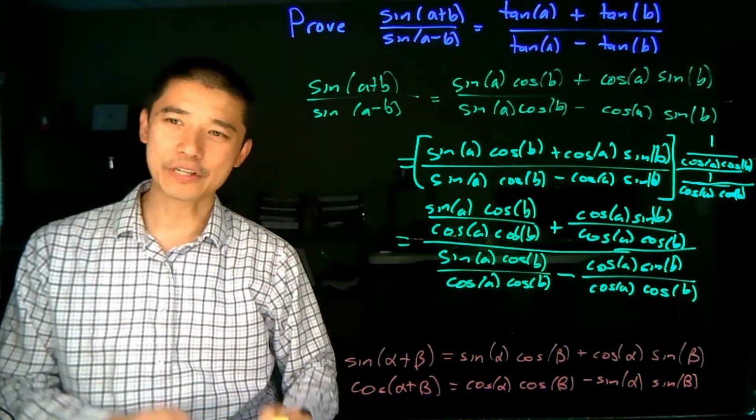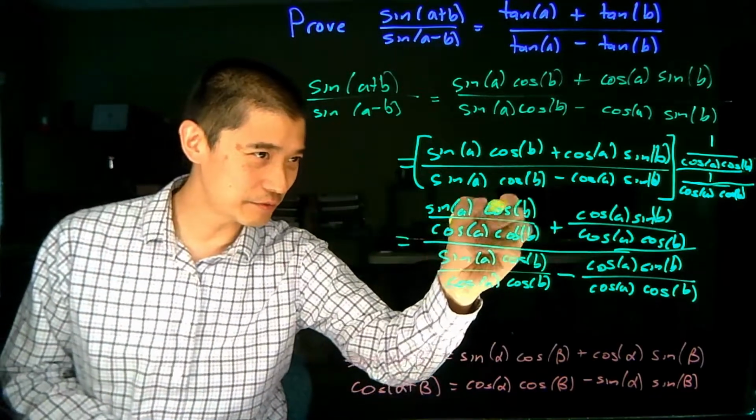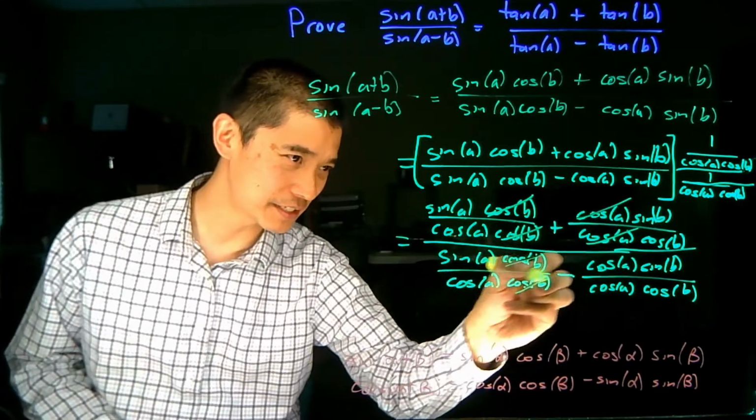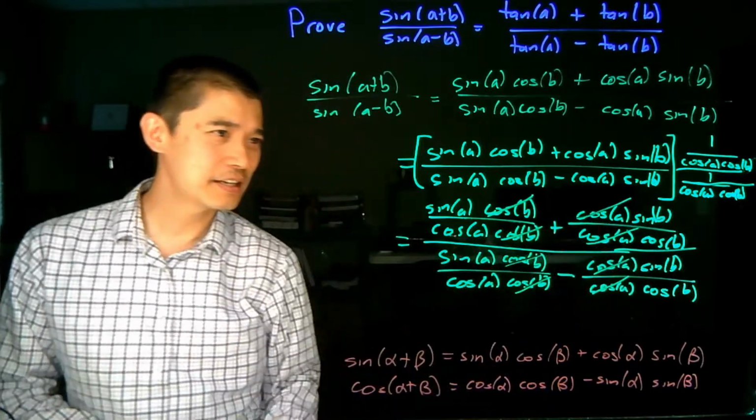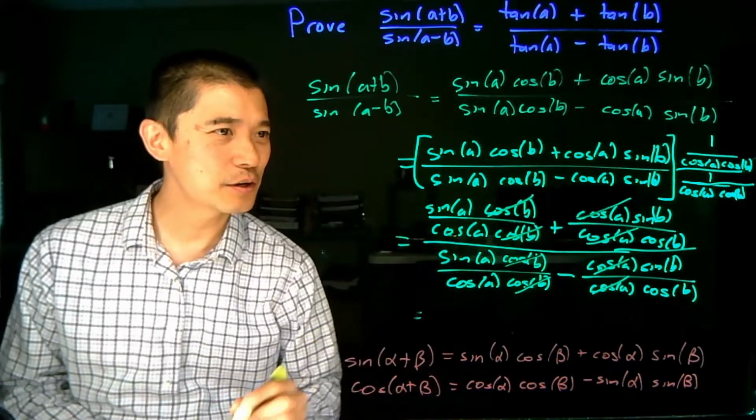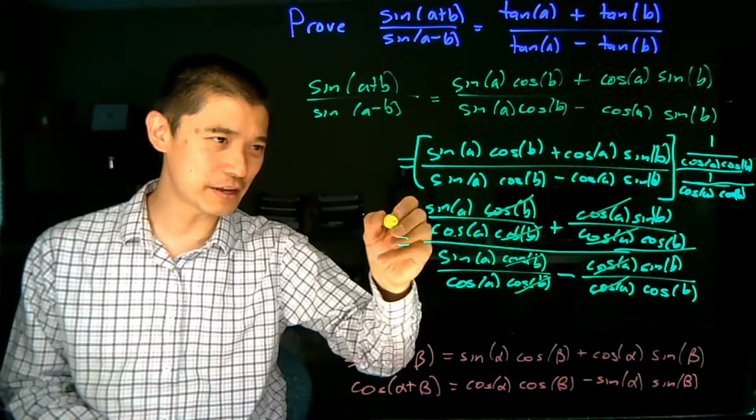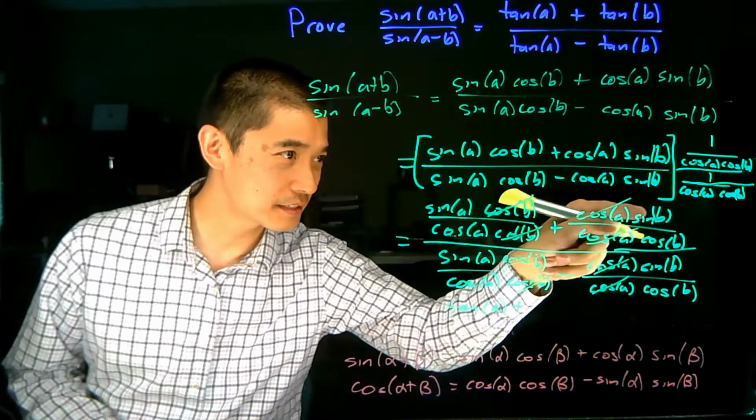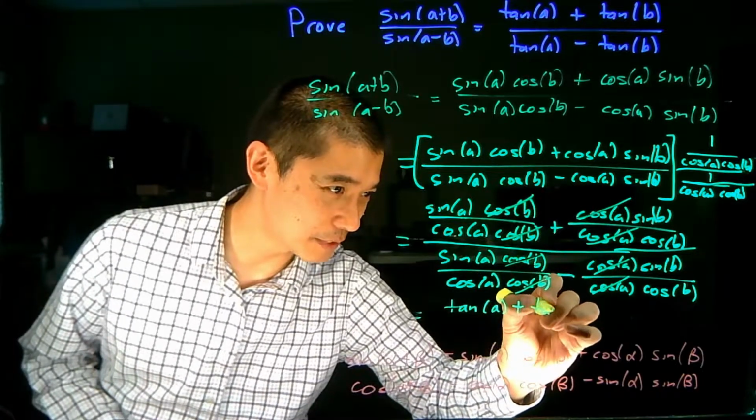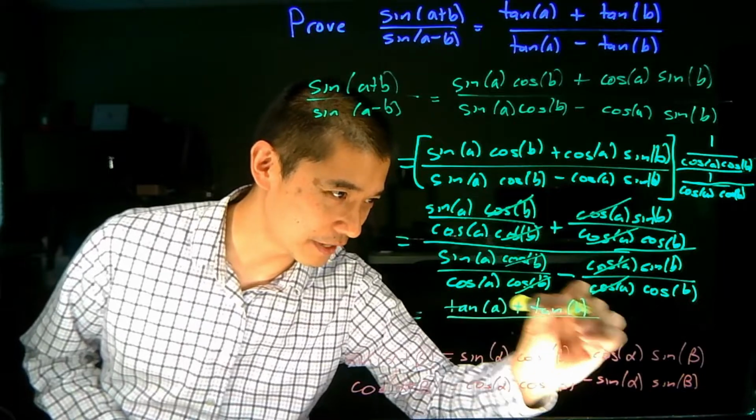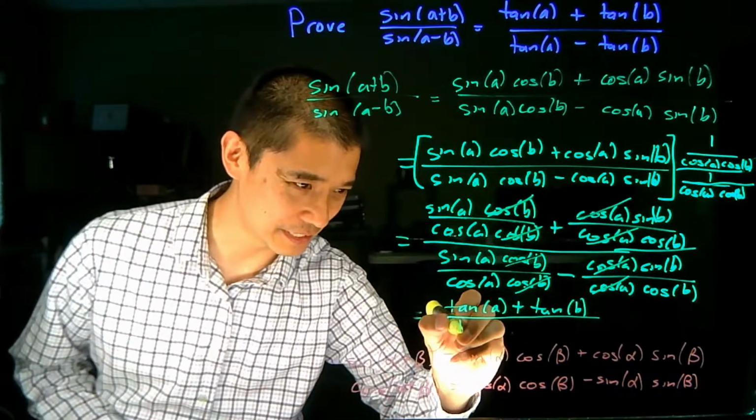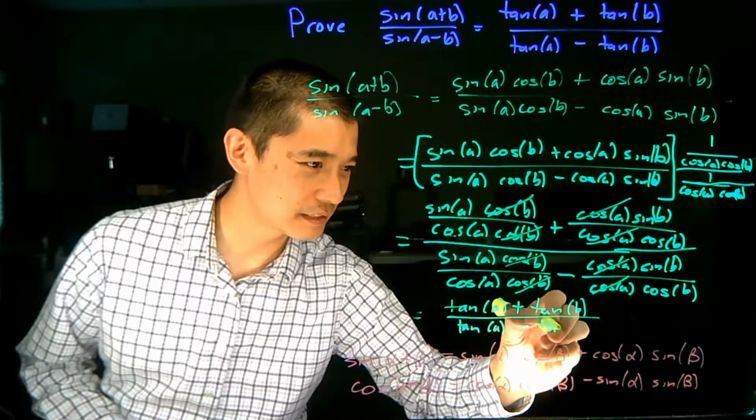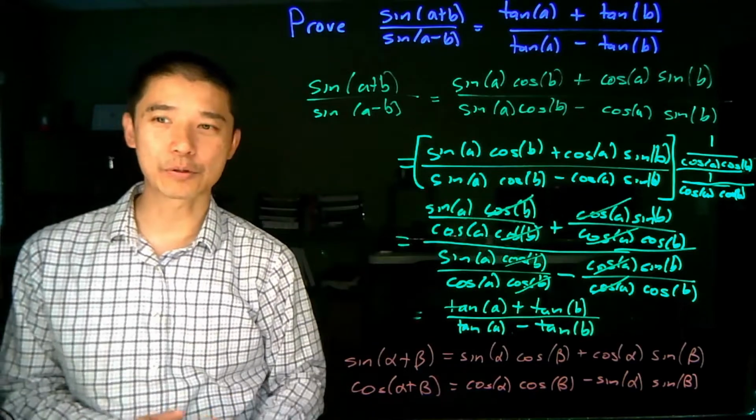Having written this all out, we now just look for cancellation. Here we have a cosine B canceling out. Here we have a cosine A canceling out. And then same thing here. Cosine B's cancel out, cosine A's cancel out. And what are we left with? Well, here we have sine of A over cosine of A, which is tangent A, plus sine B over cosine B, tangent B, all divided by sine A over cosine A, which is tangent A. The denominator has a minus sign, tangent B, and that's exactly what we were going for.